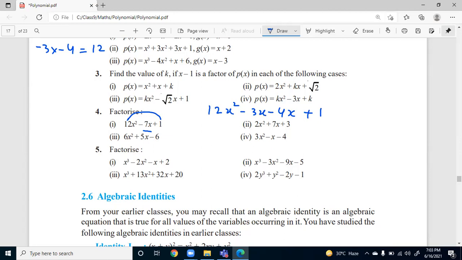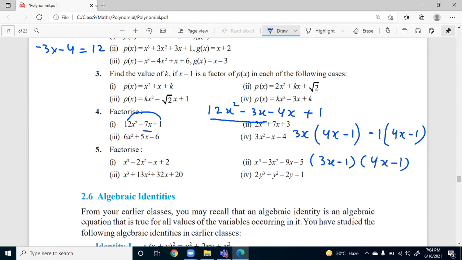So firstly, we need to split the middle term. Now out of the first two terms, I can take 3x as common. Then what will come in the bracket? It is 4x minus 1, and I can take minus 1 common. Then what comes in the bracket? It will again be 4x minus 1. So now I can write 3x minus 1 and 4x minus 1. These are the two factors of this quadratic polynomial. That is your final answer.